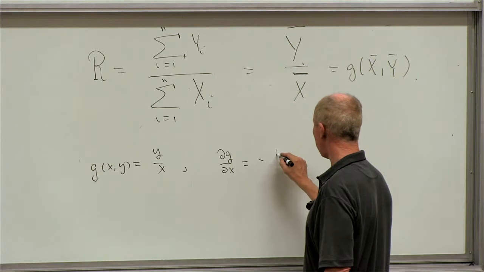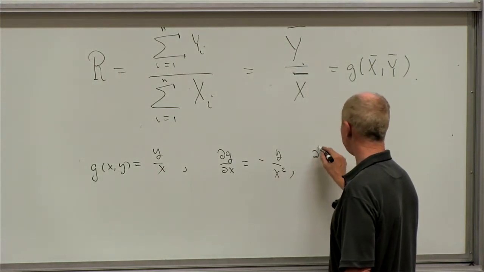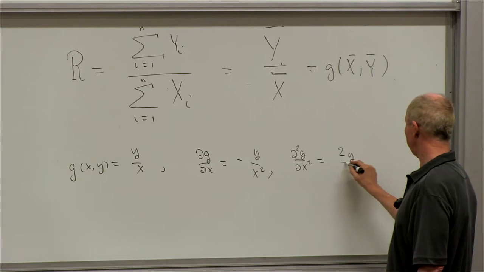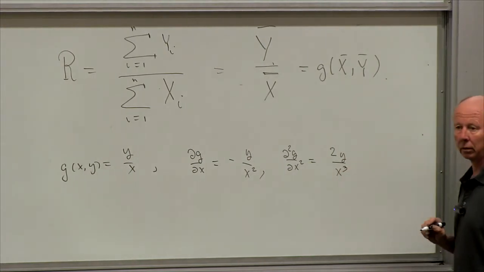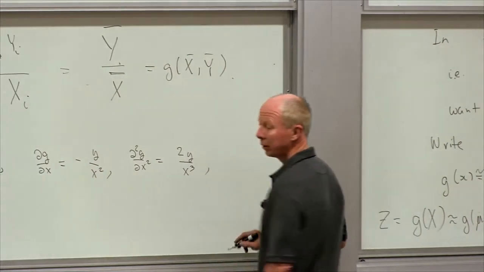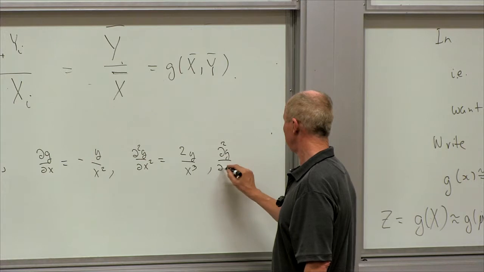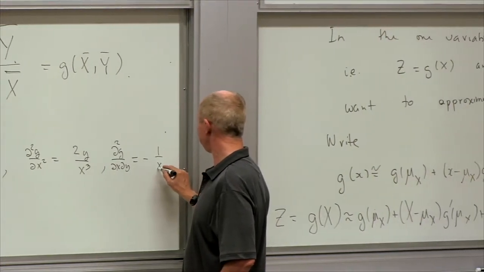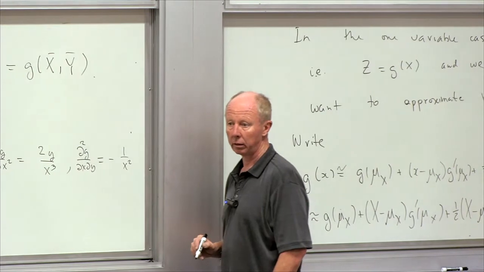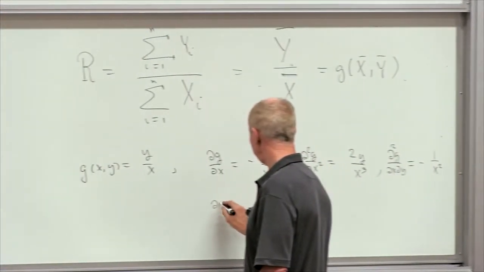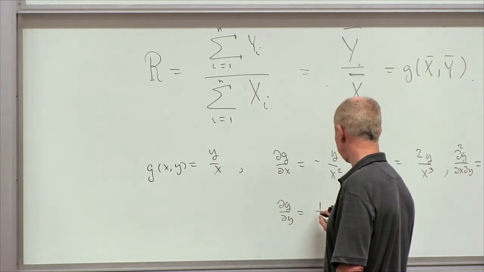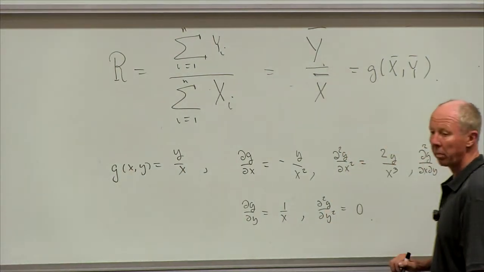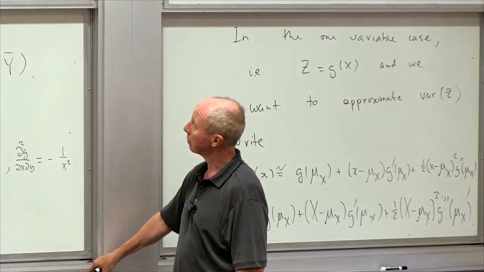Differentiating that with respect to x, we get minus y over x squared. Differentiating a second time with respect to x, we get another minus sign, so we get 2y over x cubed. If we differentiate this with respect to y, we get minus 1 over x squared. dg dy is 1 over x, and d squared g dy squared is 0.